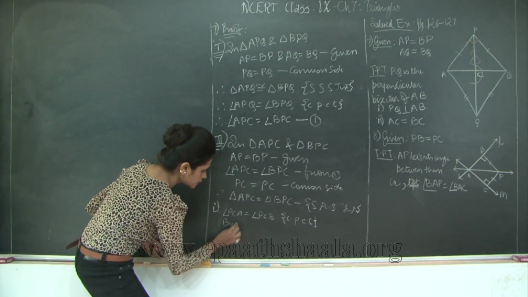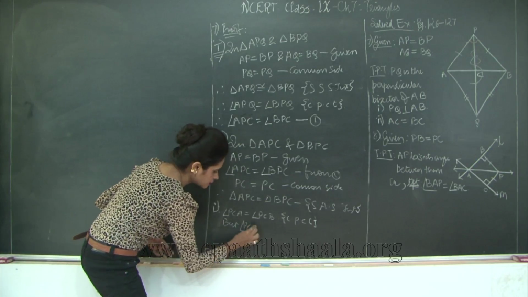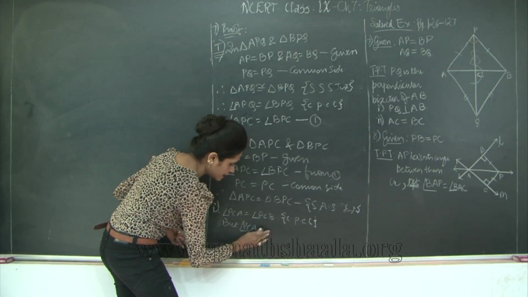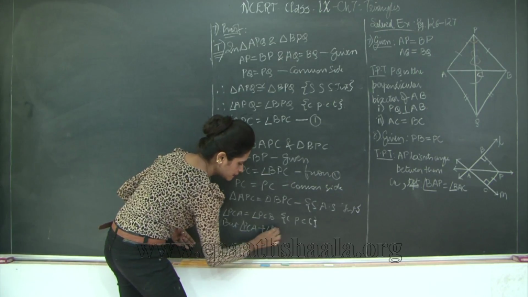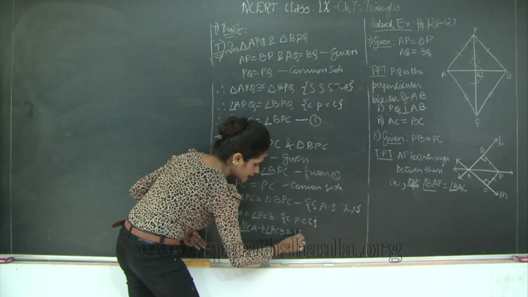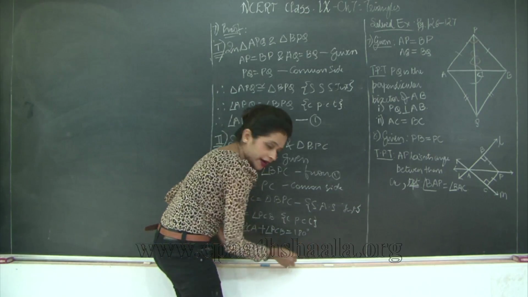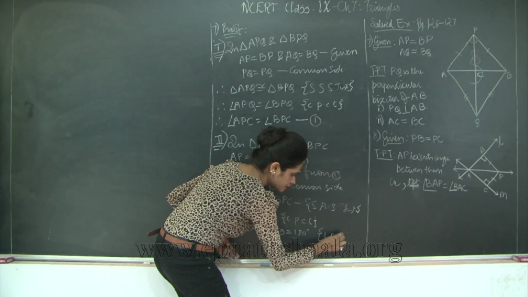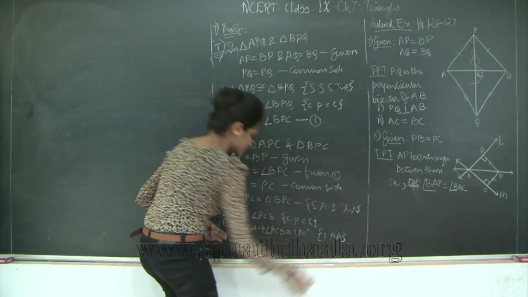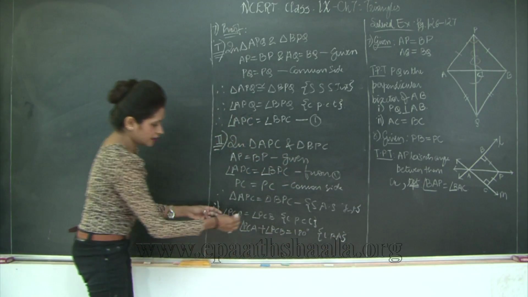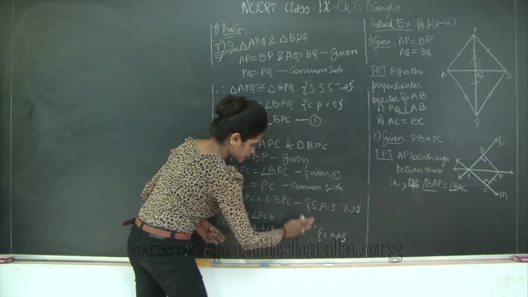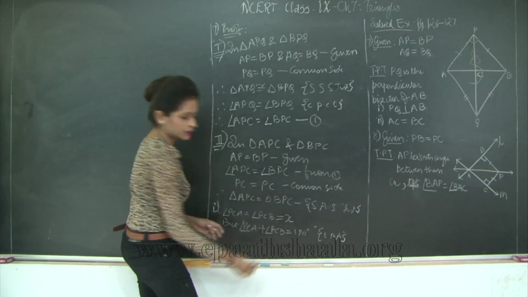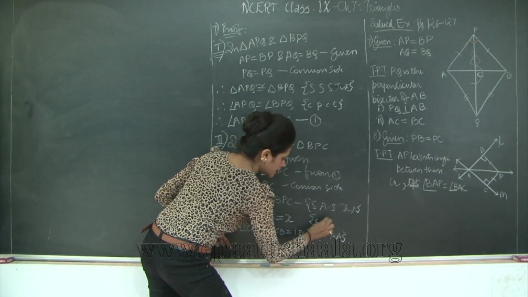But PCA is equal to PCB, but PCA plus angle PCB is equal to 180 degrees, right, by the linear pair axiom. So I will say over here PCA is equal to PCB, and let it be equal to x, and just rewriting it.